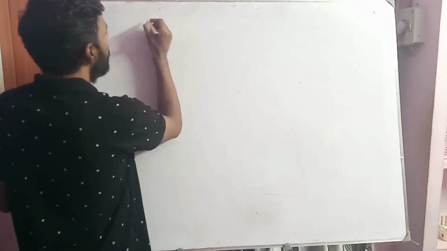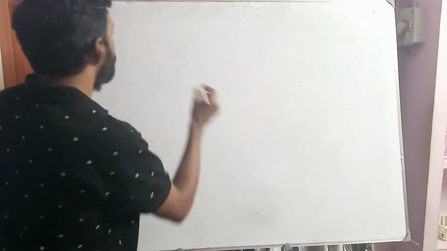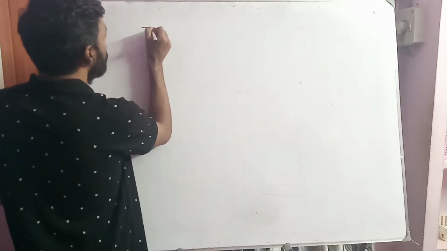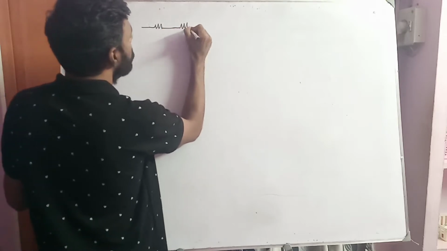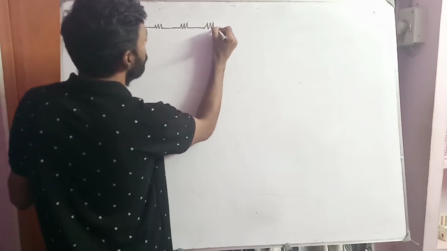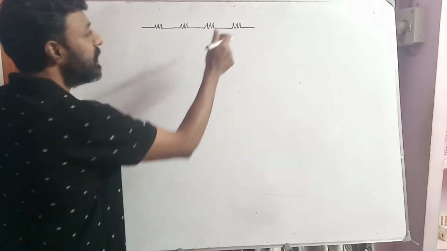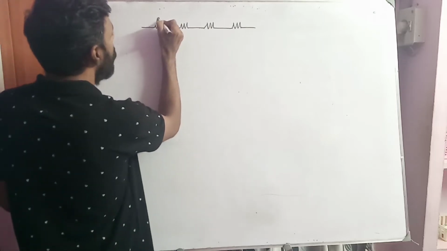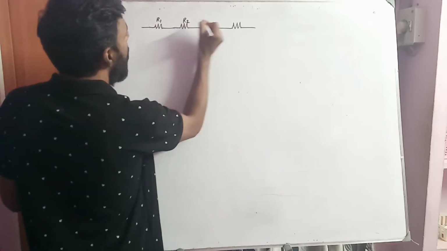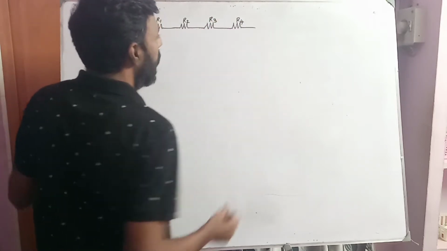In this nodal analysis, I am considering four different resistors which are connected in series. So I am drawing four resistors. This is R1, this is R2, this is R3, this is R4. So four resistances are being connected in series and I am going to name the resistors as R1, R2, R3 and R4.